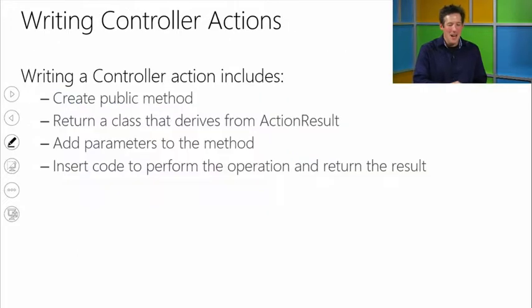Exactly. Now, if we forward on over to the next slide, the next thing you're going to notice, and I know we keep hitting this point, but it is true, is the basic steps for writing a controller action. Step 1, create a public method. Step 2, return a class that derives from ActionResult. Number 3, add parameters to the method. And then number 4, insert the code to, as we technically put it, do stuff.